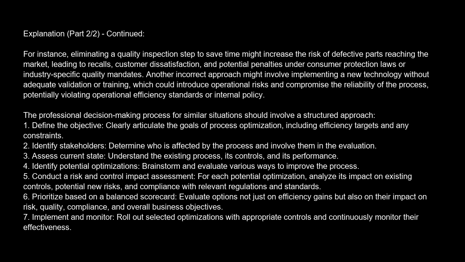1. Define the objective. Clearly articulate the goals of process optimization, including efficiency targets and any constraints. 2. Identify stakeholders. Determine who is affected by the process and involve them in the evaluation. 3. Assess current state. Understand the existing process, its controls, and its performance. 4. Identify potential optimizations. Brainstorm and evaluate various ways to improve the process. 5. Conduct a risk and control impact assessment. For each potential optimization, analyze its impact on existing controls, potential new risks, and compliance with relevant regulations and standards.